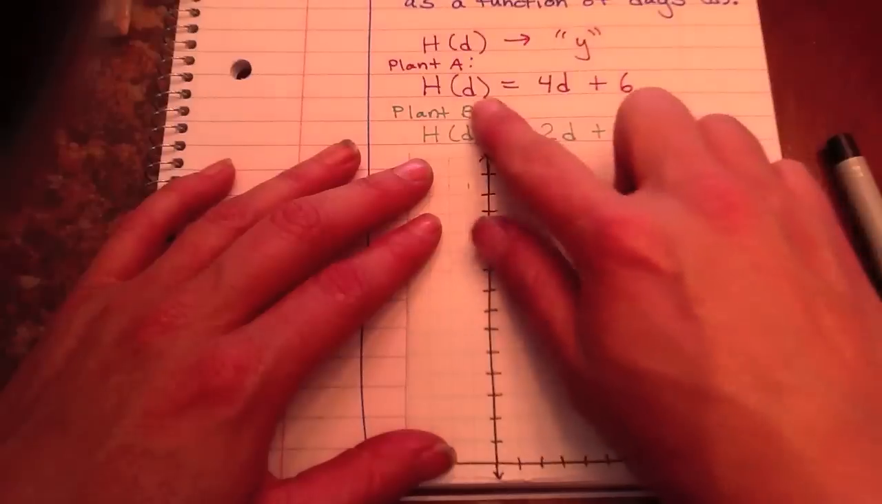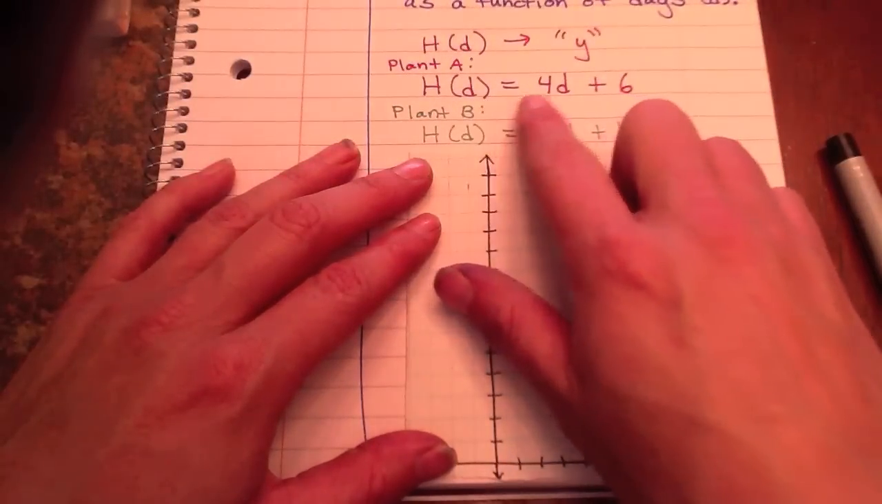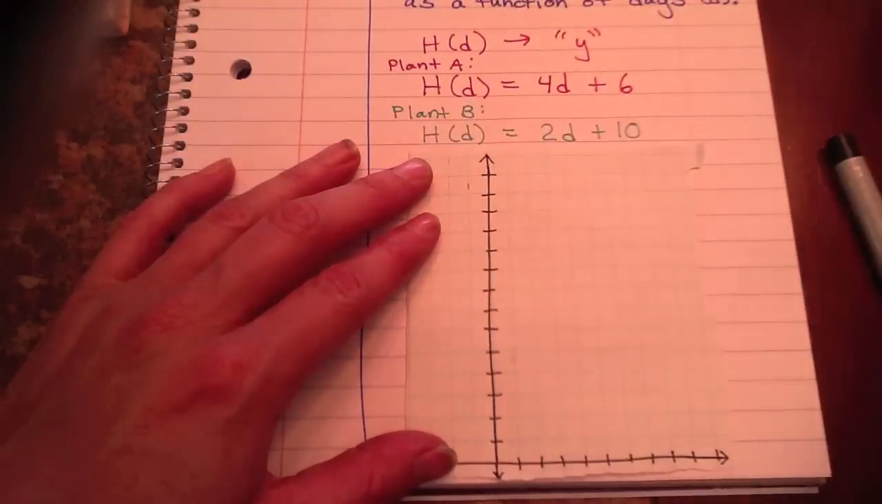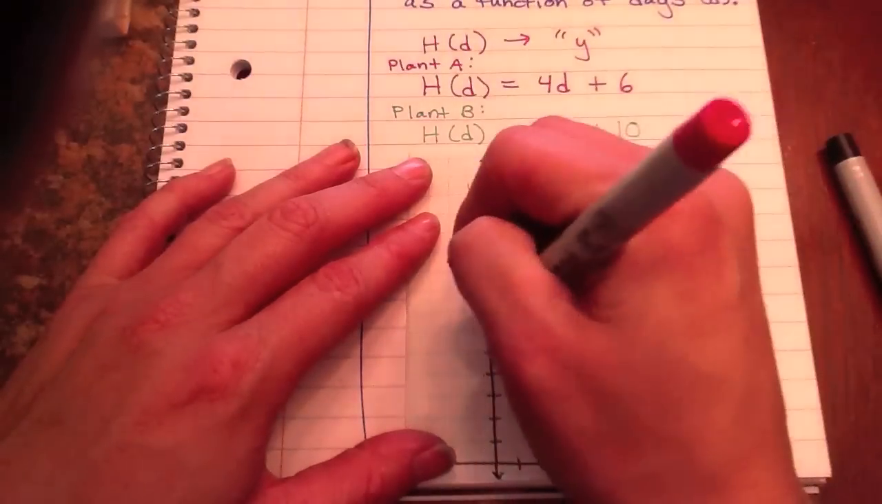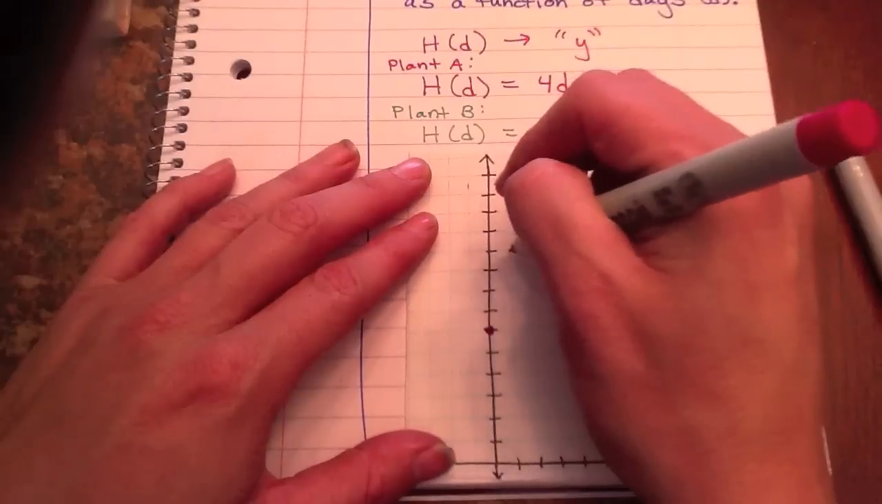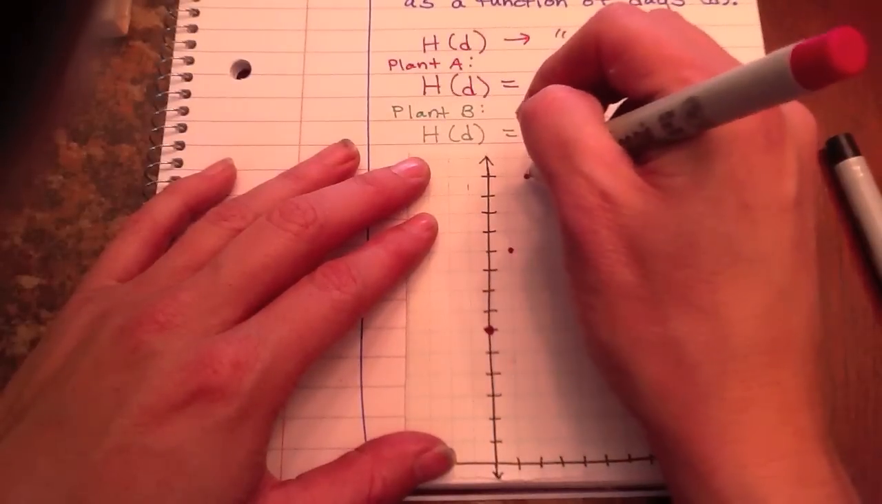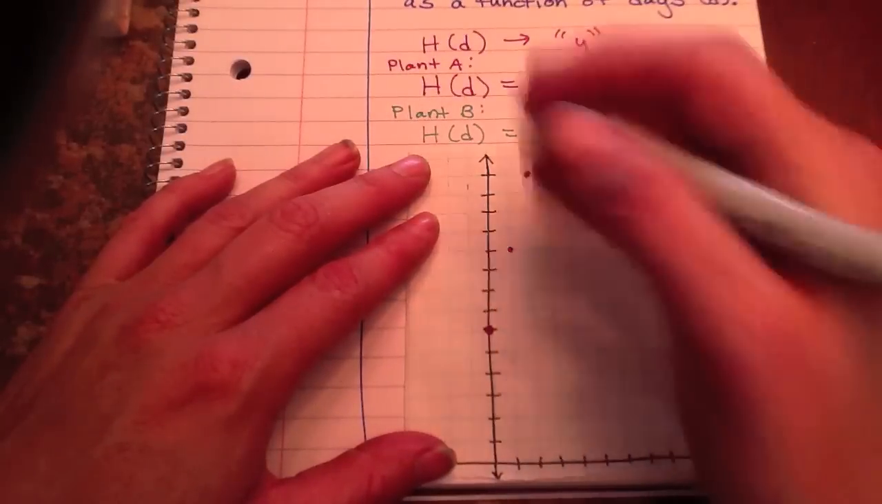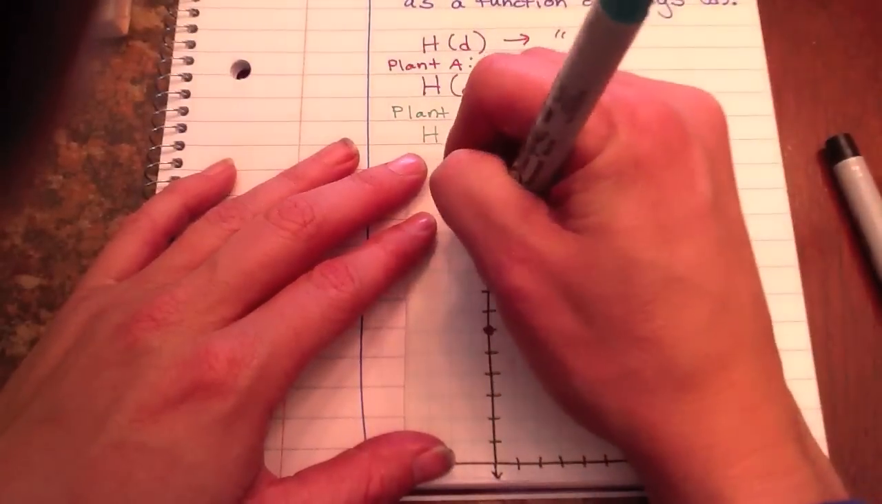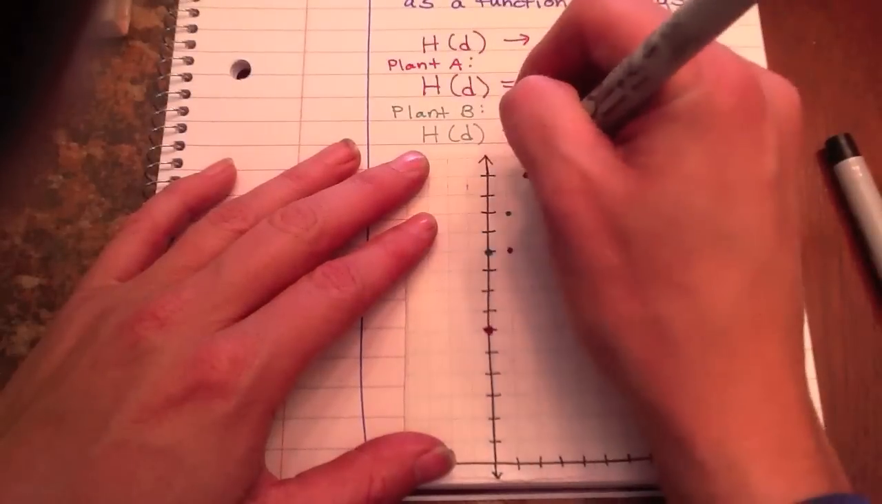When you go to graph, remember this is basically your y. y equals 4d plus 6. So if I was going to graph the pink equation, I would start on 6 and up 4 over 1. So I start at 6, go up 4 over 1, over 1. And then I'm going to connect to that in a minute, but I'm going to go ahead and plot my points for both right now. If I was going to graph the other equation, I would start at 10, up 2 right 1. There's 10, up 2 right 1, up 2 right 1.